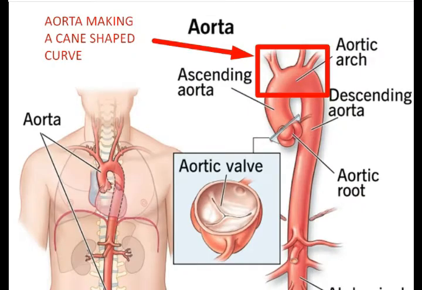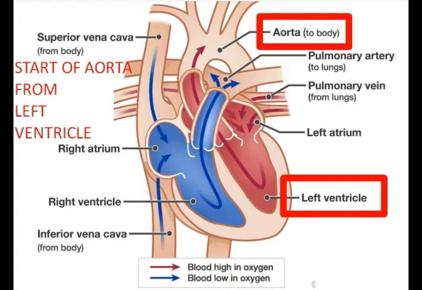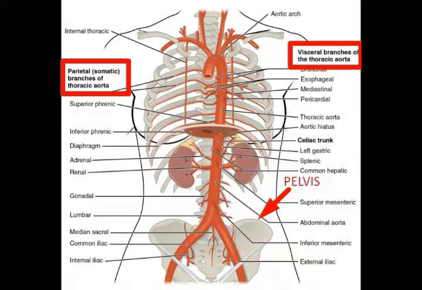The blood then travels through the aorta, making a cane-shaped curve that allows the major arteries to deliver oxygen-rich blood to the brain, muscles, and other cells. It is to be noted that the endothelial lining of the aorta is continuous with the endocardium, and the aorta is a cane-shaped artery, which means it starts in the left chamber of your heart, which is the left ventricle. From there it extends up towards your head a short distance before curving down.